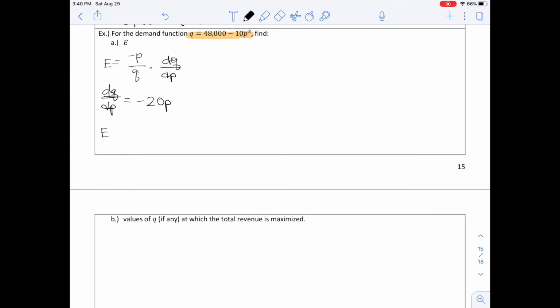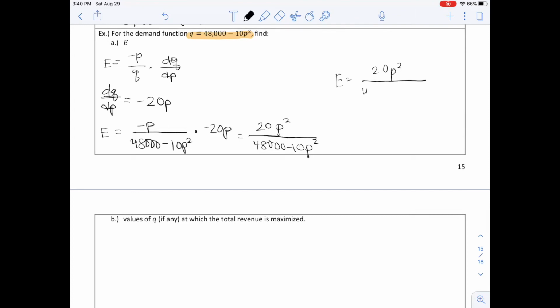And then E from here is going to be equal to negative p divided by Q, and Q is 48,000 minus 10p squared, times dQ/dP, which is negative 20p, and this simplifies to 20p squared divided by 48,000 minus 10p squared. For this function, it was just asking for the value of E. So our E function, depending on the price, is going to be 20p squared divided by 48,000 minus 10p squared.